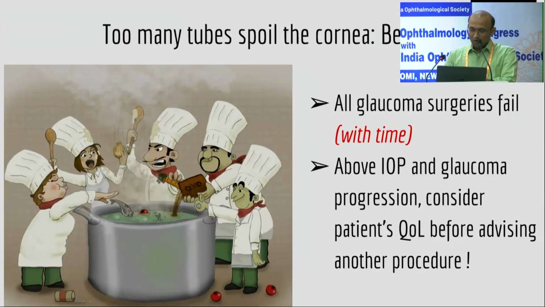So too many tubes are not good for the cornea. If at all you're planning a second tube in an eye, if it's a pseudophakic eye, always put the tube in the sulcus. Do not put the second tube in the anterior chamber. So we have to remember all glaucoma surgeries fail, of course, with time. So above the glaucoma progression and IOP, consider the patient's quality of life before advising any surgical intervention.